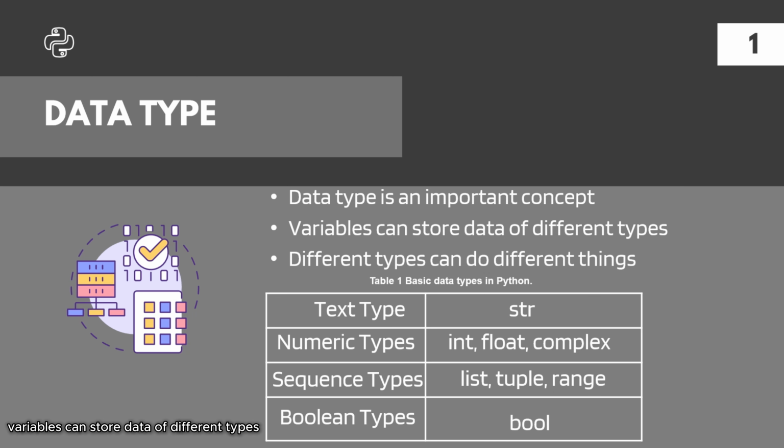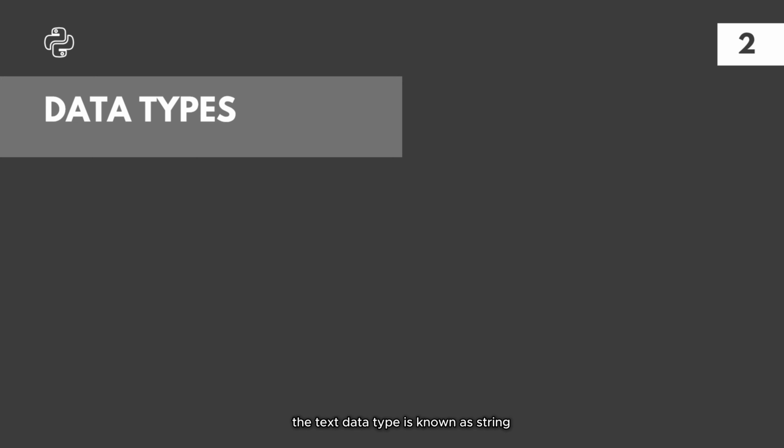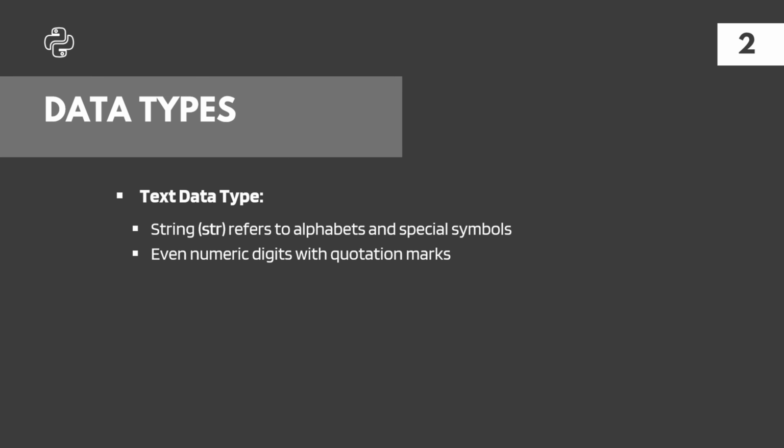Variables can store data of different types, and different types can do different things. Python has the following data types by default, as shown in table 1. We have text type, numeric type, sequence, and boolean. The text data type is known as string, which refers to the alphabets and special symbols or even numeric digits, if enclosed in double or single quotation marks.